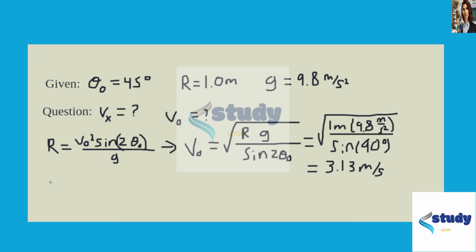We want the horizontal component of the velocity, or the x component of the velocity. V sub x is equal to the velocity times cosine of the angle relative to x. Cosine because we're dealing with x here. The angle is 45, so times the cosine of 45. V naught is 3.13, so 3.13 times the cosine of 45. You plug that into your calculator and it comes out to be 2.2 meters per second.